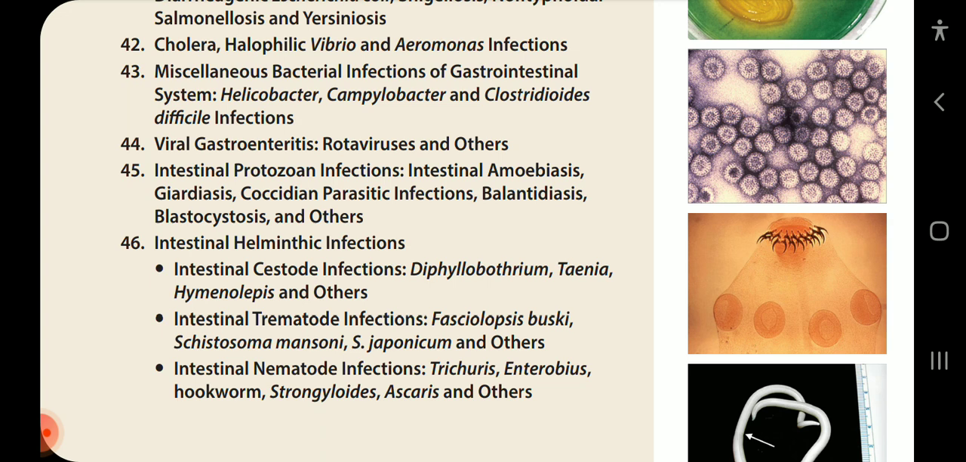Chapter 44 will be about viral gastroenteritis, rotavirus, and others. Chapter 45 will be about intestinal protozoan infections: intestinal amoebiasis, giardiasis, coccidian parasitic infections, balantidiasis, blastocystosis, and others.